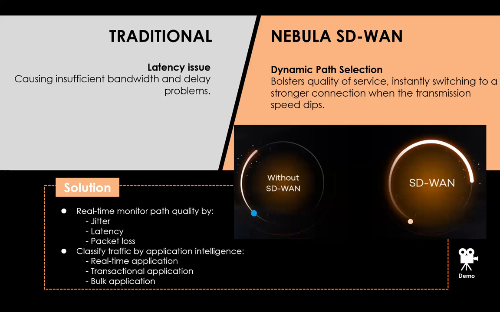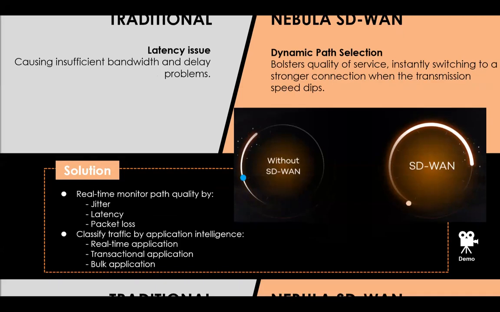But SD-WAN improves that using dynamic path selection, increasing the quality of service by switching to the stronger connection. Again, not only for an application, but also at the packet level of that application. So we can transmit and be able to handle any kind of weird speed dips or latency that may jump onto that network at that time. So of course, overall improvement in the speed.